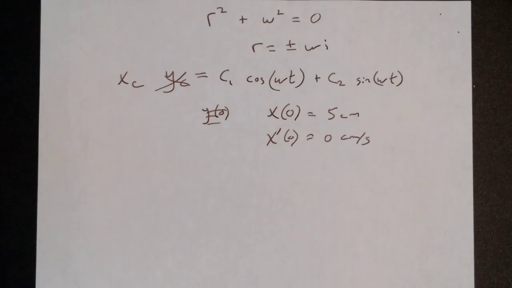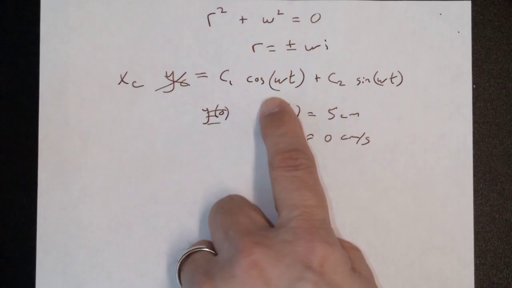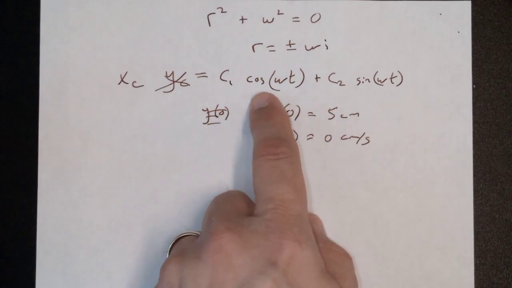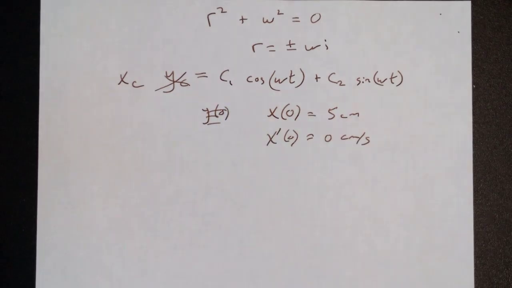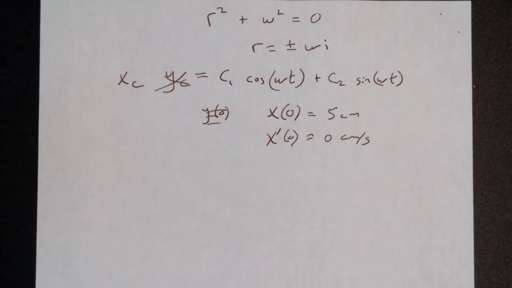But this is a trig function. It's just bouncing up and down. As a matter of fact, what happens when you plug in 0 here? I just get C1, right? Well, C1 cosine of 0, that's C1 times 1. Yeah, so I get C1. So if that C1 is 5, that made my life easy.